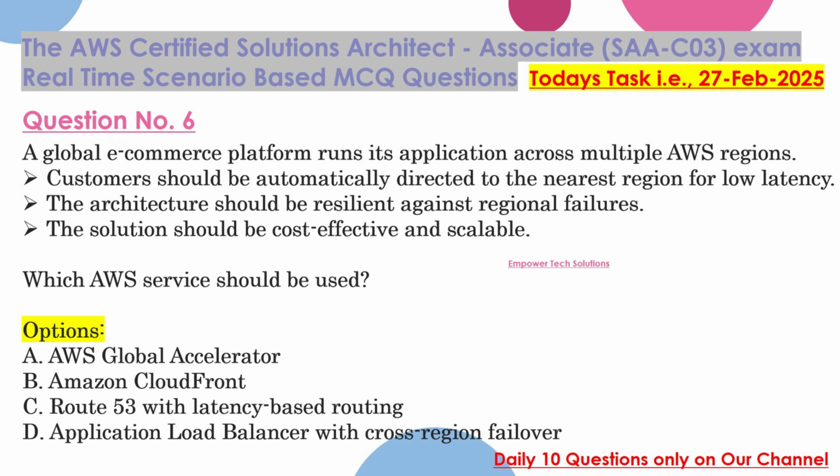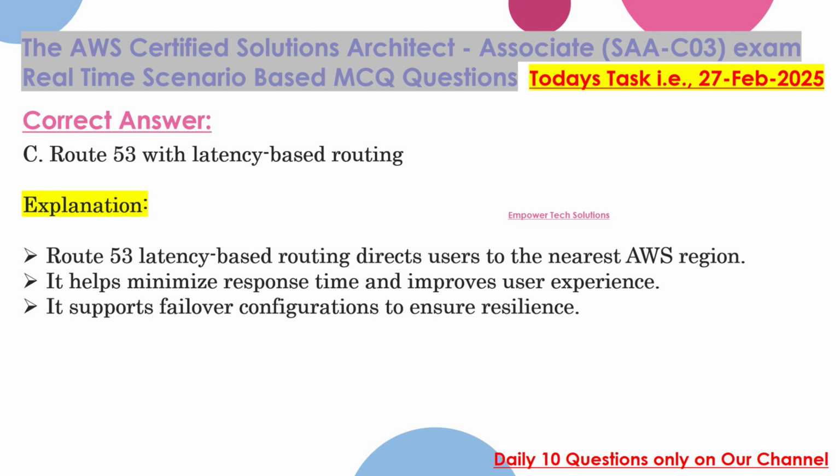Options: A. AWS Global Accelerator. B. Amazon CloudFront. C. Route 53 with latency-based routing. D. Application Load Balancer with cross-region failover. Correct answer: C. Route 53 with latency-based routing.